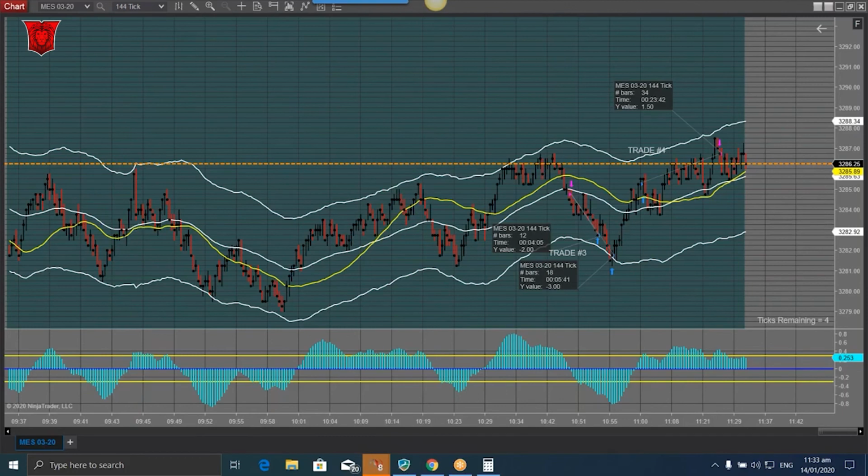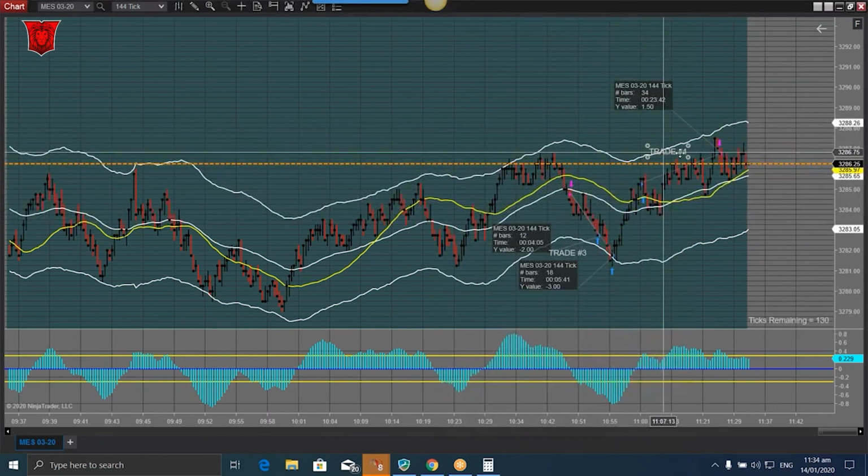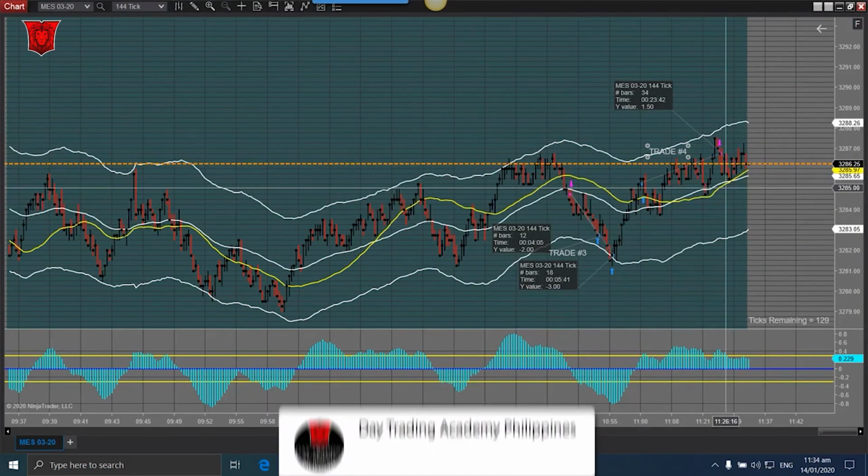Again, I'm fortunate. I am blessed. I prayed before I trade. I was guided, especially in this last trade, I thought I was going to get a loss. I was fortunate to get at least 6 ticks.